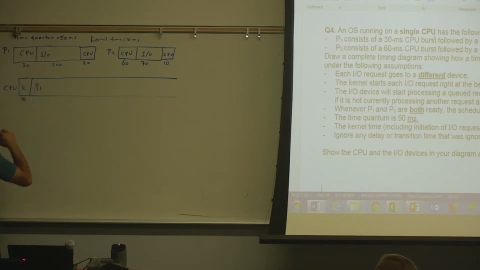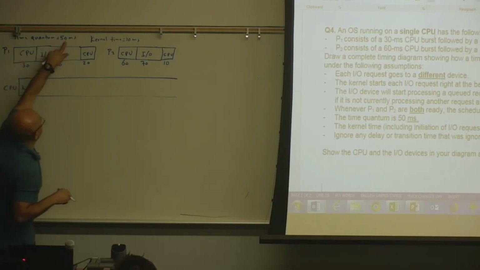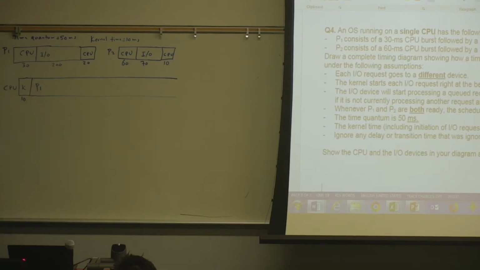Now, for how long will P1 have the CPU? 30 milliseconds. Yeah. So the point here is that after 30 milliseconds, it's going to request I/O. The time quantum is 50. So in this case, P1 will not use its entire time quantum. One of the mistakes that I see some students make is giving P1 50. No. The system is going to give it up to 50, but it's not going to use the 50. It will request I/O after 30.